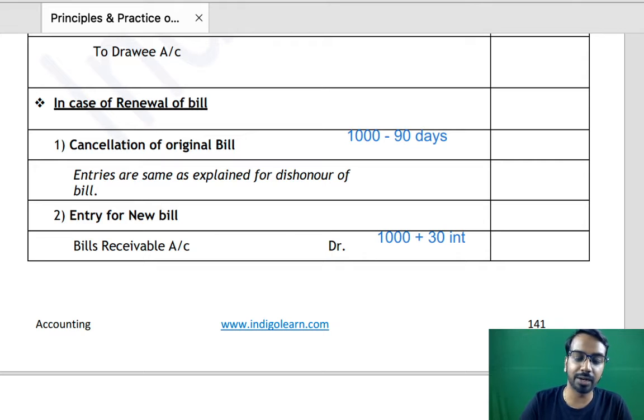So just to quickly revise, whenever there is a renewal of bill, you will cancel the original bill, you will pass a fresh entry for a new bill which will include principal amount or the original bill amount plus the interest amount. You will credit the drawee account by only the original amount, and balance amount will be treated as your interest related income.